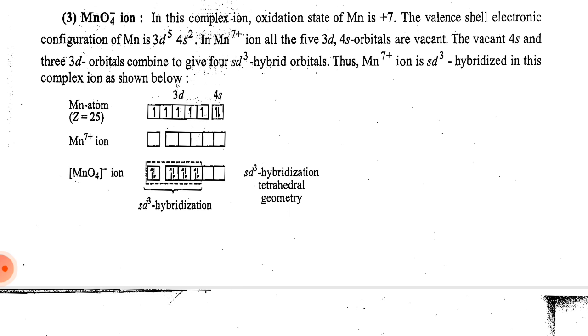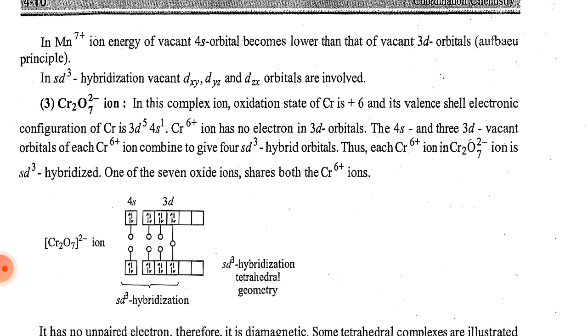Manganese atom, atomic number 25, 3d has 5 electrons, 4s has 2. After losing 7 electrons, the manganese atom will change into the Mn7+ ion. So 3d and 4s will be empty. Then the MnO4- ion will share 8 electrons. So sd3 hybridization will form. An sd3 hybridized tetrahedral complex will be formed.